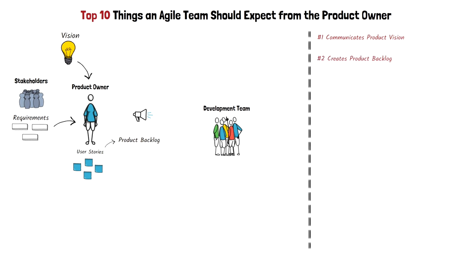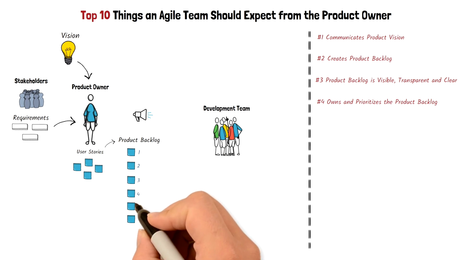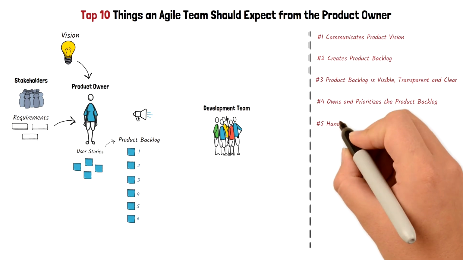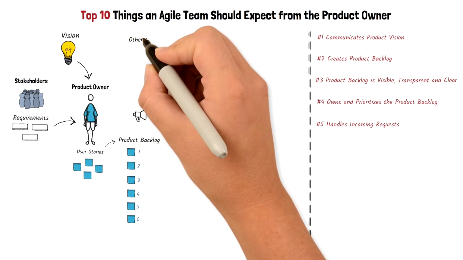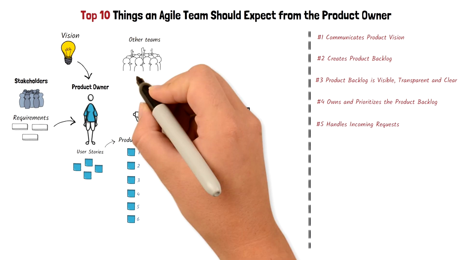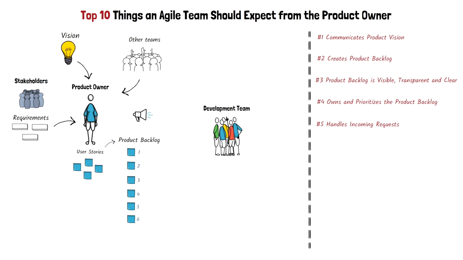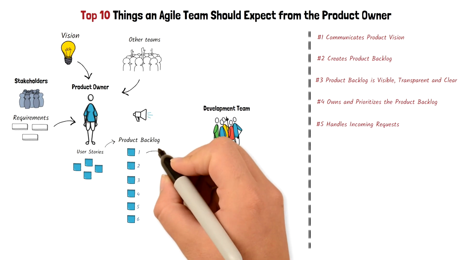The development team and the stakeholders expect the product owner to make the product backlog visible, transparent, and clear. The product owner works with the development team to refine the user stories and make sure the team fully understands each user story. The team expects the product owner to own the product backlog and keep it prioritized at all times. The team expects that any incoming requests for product enhancements or fixes from stakeholders or other teams will go directly to the product owner, so they can be transformed into user stories.